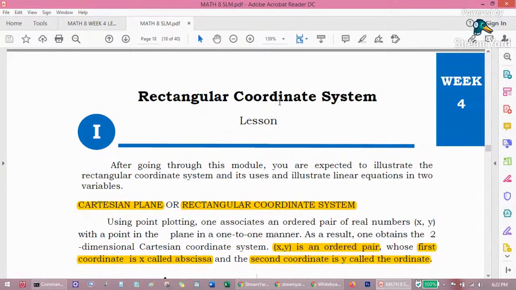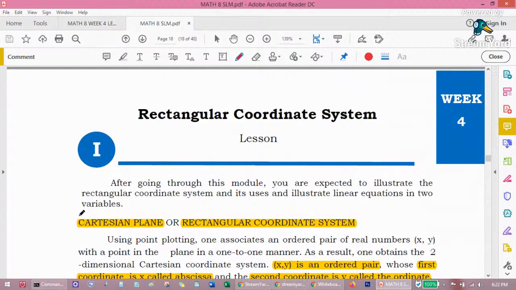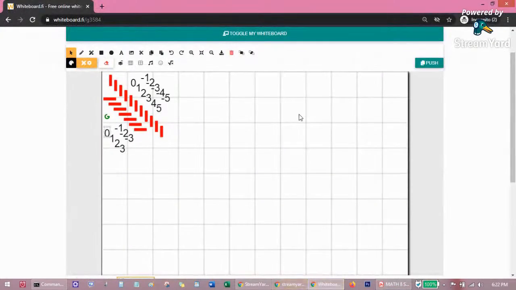So, the rectangular coordinate system is also called the Cartesian plane. Okay, so dalawa ang tawag sa kanya: rectangular coordinate system and pwede rin tawaging Cartesian plane. Okay? So, paano ba gumawa ng rectangular coordinate system?